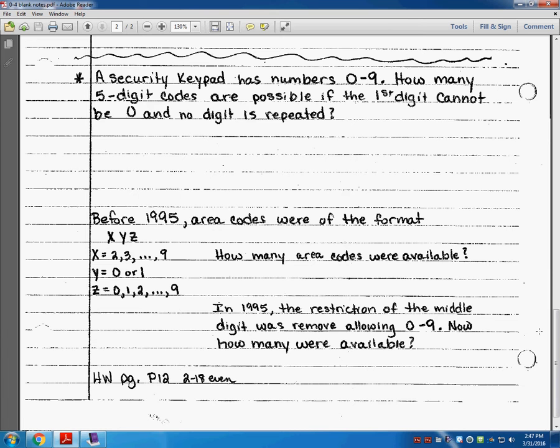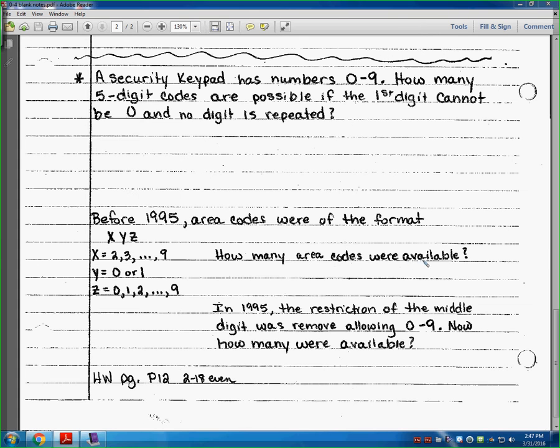Before 1995, area codes were of the format XYZ. So like 317 or 812 or whatever your area code was. How many area codes were available? So before 1995, how many area codes were available? So again, there were restrictions. X was the numbers 2 through 9. Y was the numbers 0 or 1 only. And Z was 0 through 9. So again, we're talking area code X, Y, Z.